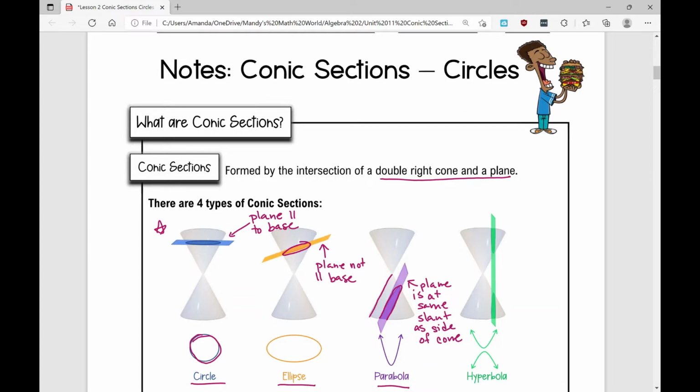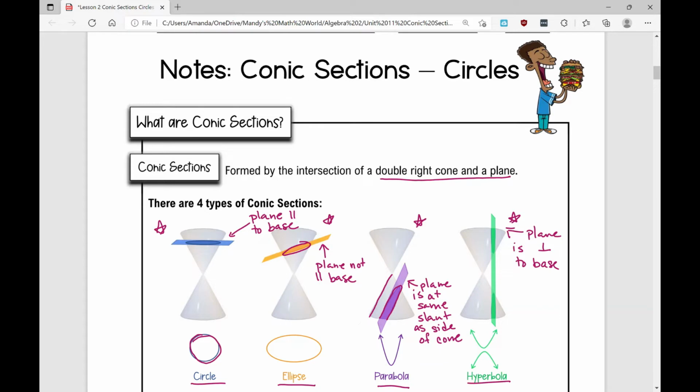So I just keep tilting that plane. It was parallel to the base, then I tilted it a little more and created an ellipse, and a little more, created a parabola, and if I tilt it even more so that the plane is perpendicular to the base, it's going to form what's called a hyperbola, where I have two parabolas, if you will, basically on opposite ends of each other. They go out in opposite directions. And those are the four conic sections that we're going to talk about over the next several videos.